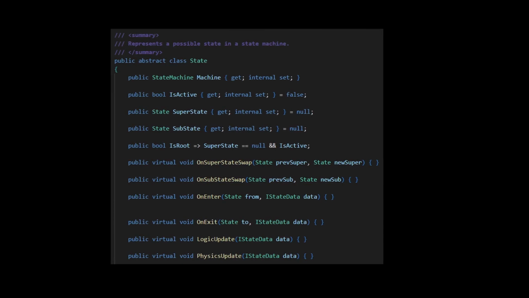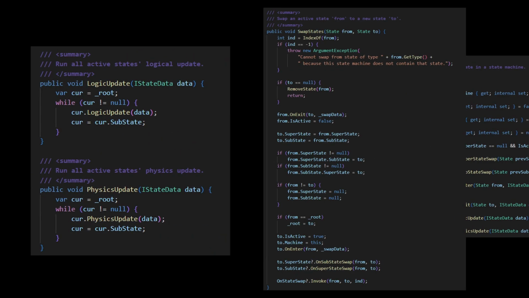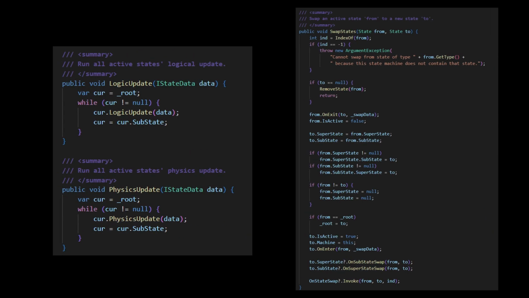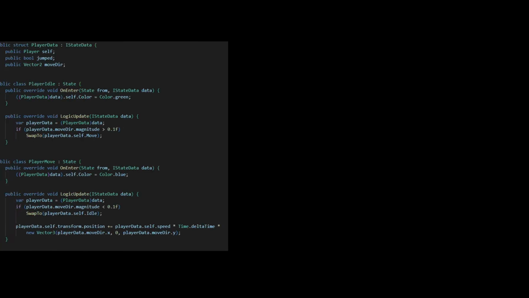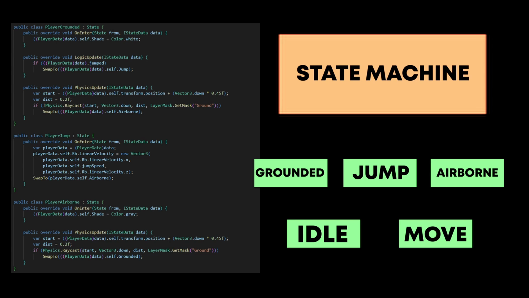The state machine itself is pretty typical. States can have a super and substate, and are swapped between. Each state has update callbacks that run game logic, and are typically organized in layers, where states from one layer don't move to another layer. For example, with a player controller, you'll either be moving or idle, but never both. So those two states would go on their own layer. Similarly, you'll either be grounded or airborne, so those two get their own layer as well, along with a jump state to transition from grounded to airborne.